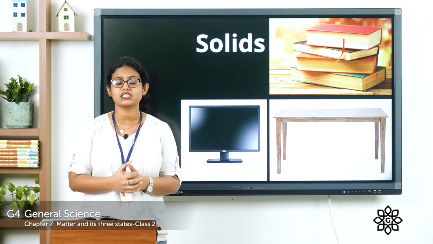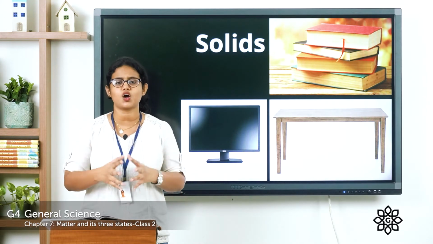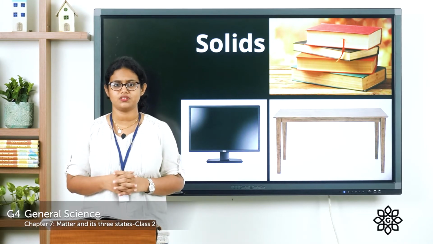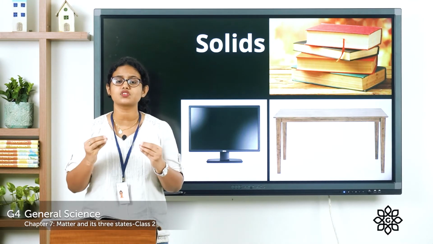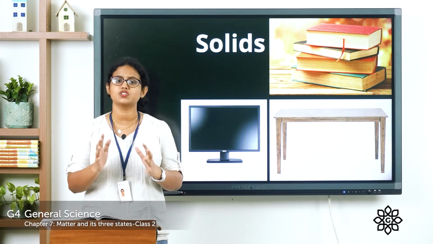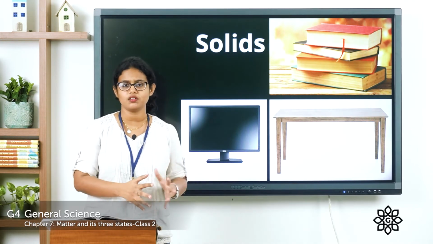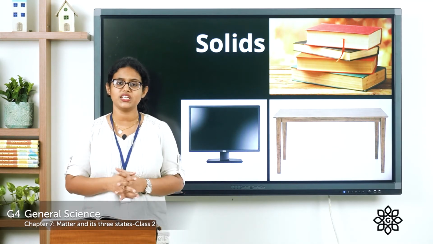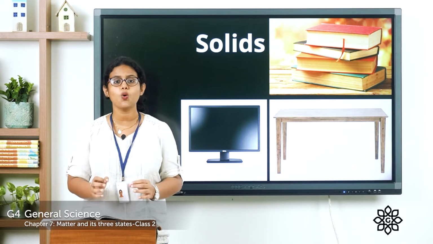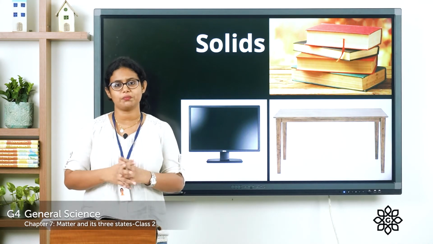So, what exactly makes them solids? Why do we say all these objects are solid? Because they have a definite shape. They have a very fixed shape. Wherever you place them, their shape doesn't change. If you take this book and keep it somewhere you like, does its shape change? No, its shape doesn't change. It holds its shape. So, solids have a definite shape.